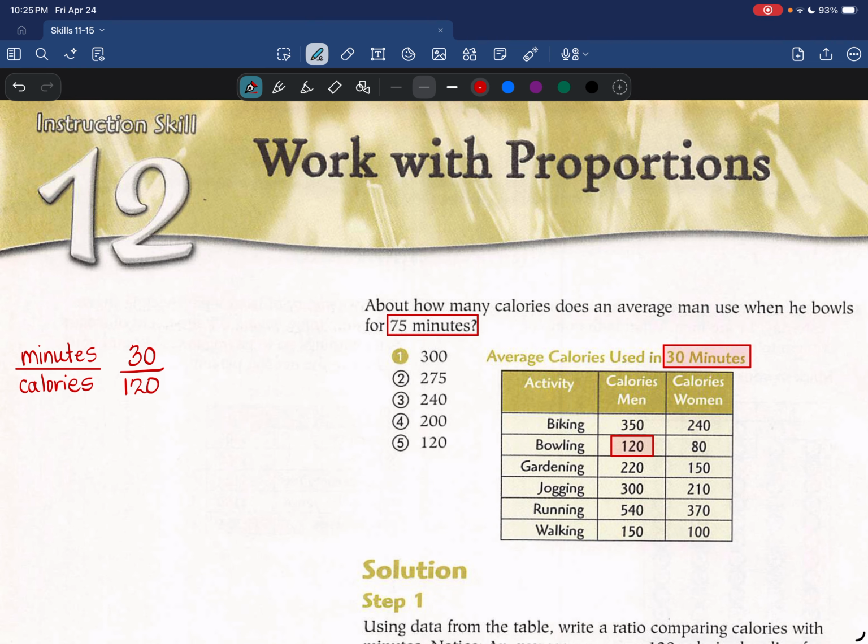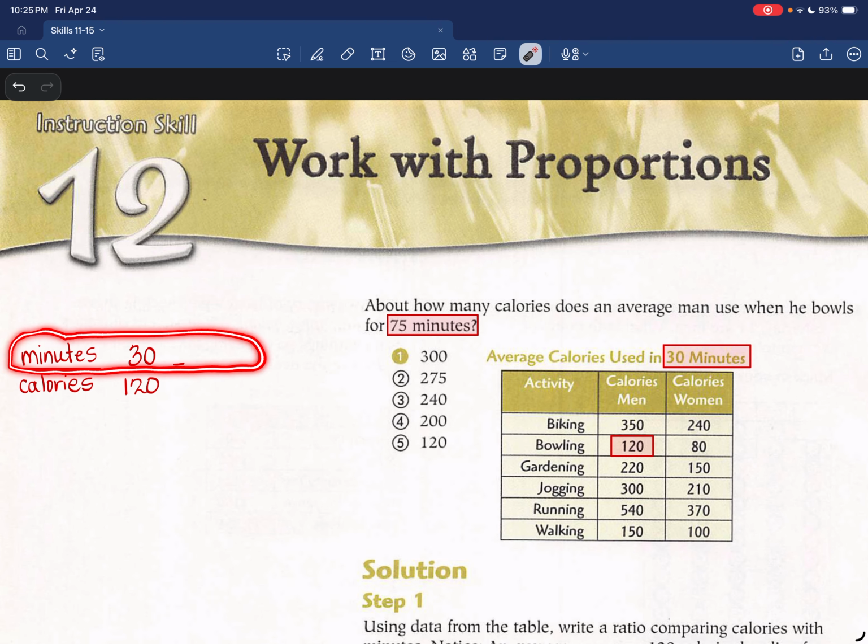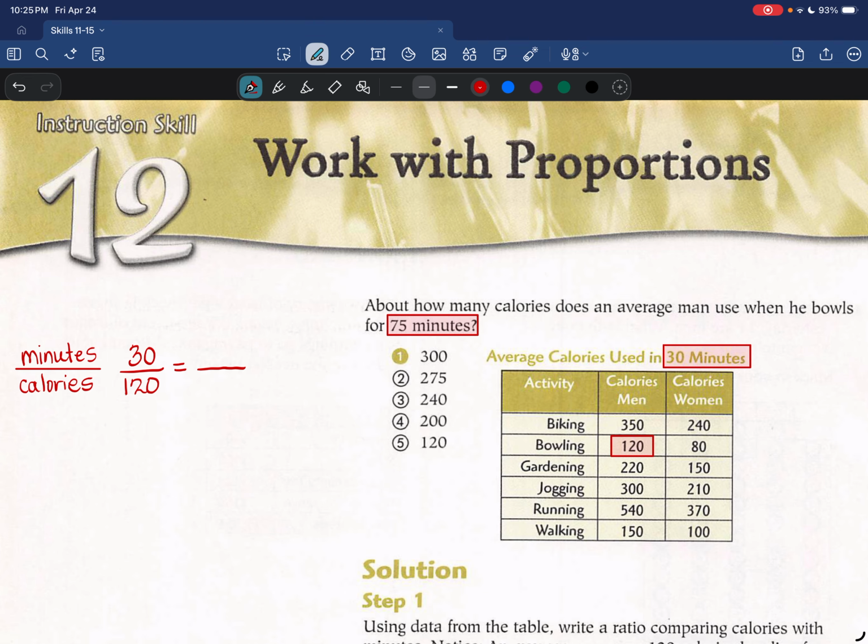It's 75 minutes. So I'm going to set up another ratio. The 75 is minutes, so I want to put it in the minutes row. That's what it was talking about, matching up the right pieces. So the 30 and the 75 are both minutes. The 120 is calories, and this unit would be calories as well. I'm just going to use a C there.